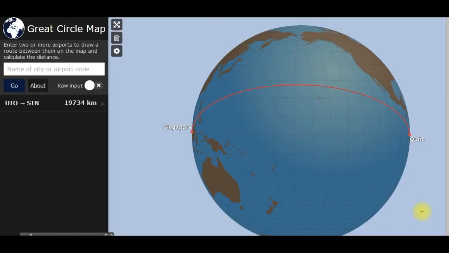Okay guys, I just want to make this point one more time before we move on to our next flight. Here's Quito, Ecuador, and Singapore. This is the great circle route flying between these two points. This is the equator. On the great circle route, the rule is that you have to arc. Instead of flying straight, you fly around the highest point right here.